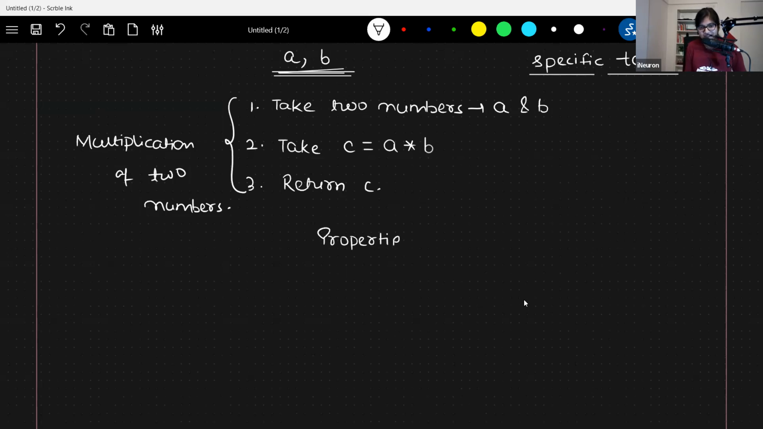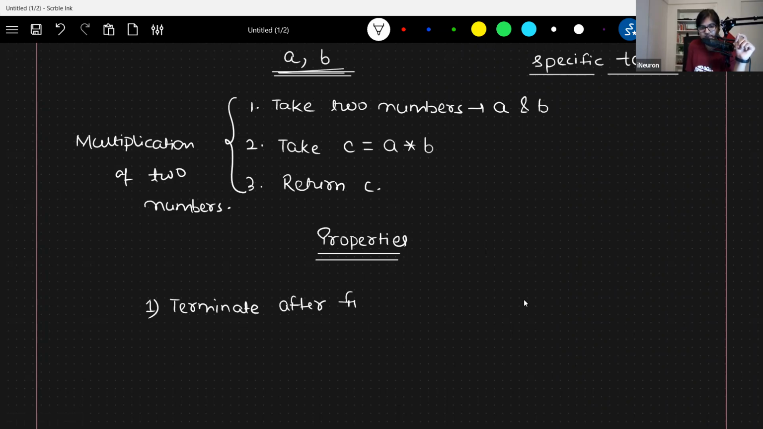The very first property of an algorithm is that it should terminate after some point of time. If you have written any kind of algorithm, it should not keep on running, with your code running and not generating any output. So the very first property of an algorithm is that it should terminate after a finite amount of time.